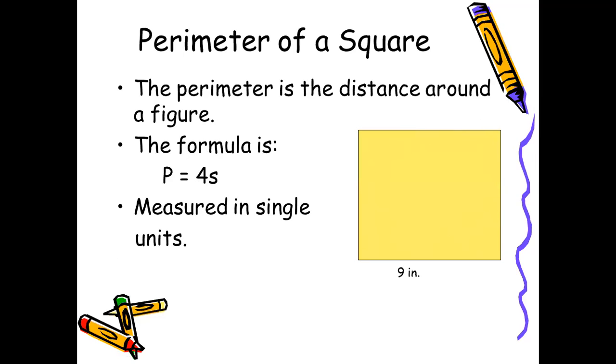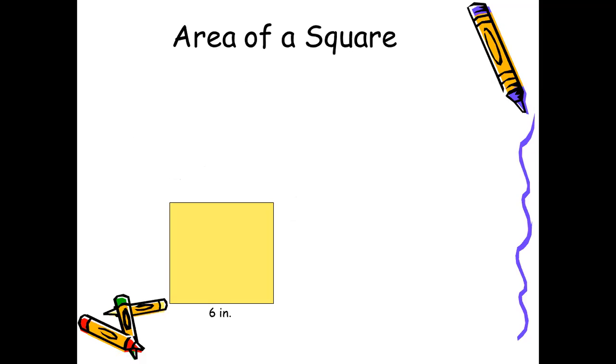Again, the perimeter of a square is also going to be in a single unit, which means your answer is going to be in inches only, not square inches. So this is how you find the perimeter of the square. We have the side given as 9. So 4 multiplied by 9 is going to give us 36 inches. The formula is what's important here: 4 multiplied by s, which is 4s. Whatever the length of the side is, you will just multiply it by 4.